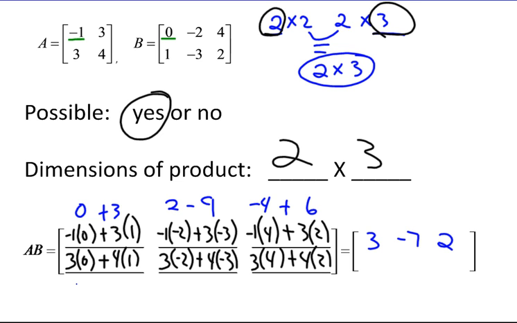Now we have 3 times 0 is 0 plus 4. Working on the second row, first column. Negative 6 minus 12 is second row, second column, negative 18. And the last is 12 plus 8 is 20.